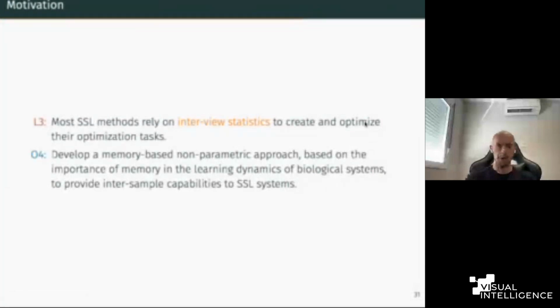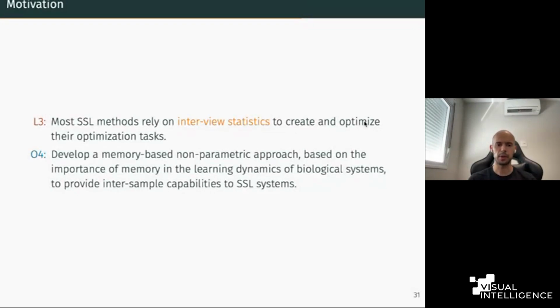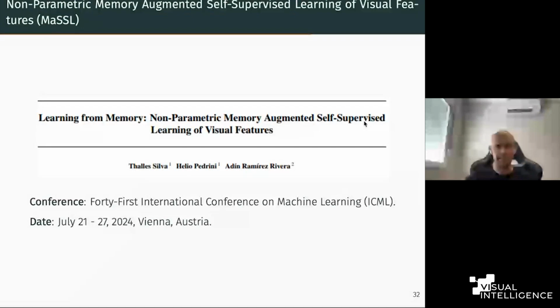So in order to solve this issue, we came up with this new memory-based non-parametric approach. Here we took some inspiration from the role of memory in biological systems. We presented this work at ICML last year. We call it NNCLR, which stands for non-parametric memory augmented self-supervised learning of visual features, quite a mouthful.